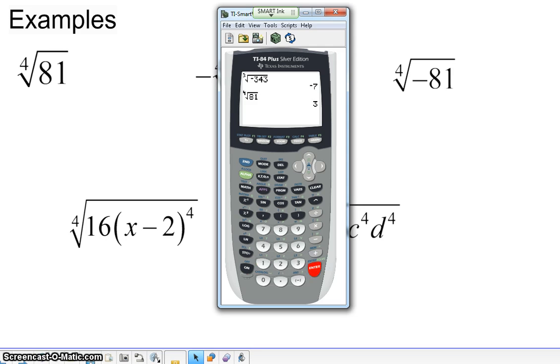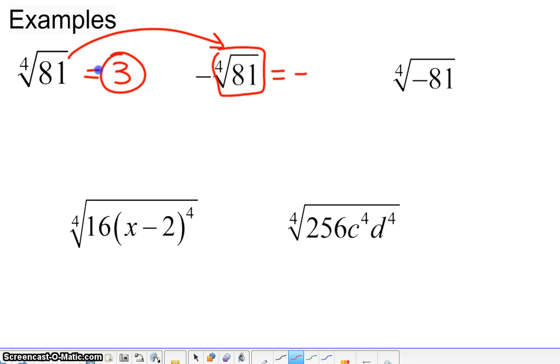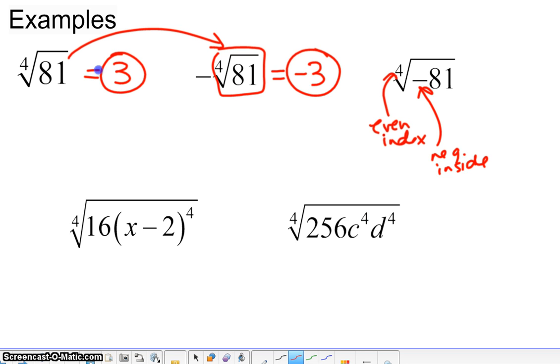But here we have the fourth root of 81, so I know the answer is 3. This one is a negative square root, so all that means is we're going to have a negative on the outside, and this is the exact same thing we just did, so that's going to be negative 3. For the next one, anytime we have an even index and you have this negative on the inside, that is bad news. This is the imaginary number, so there's going to be no real solution.